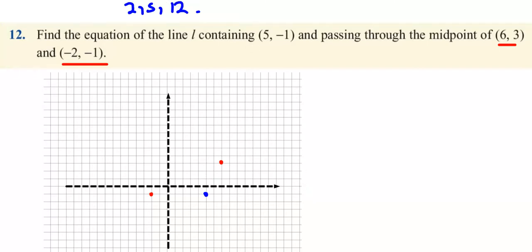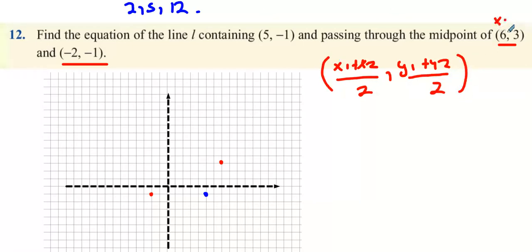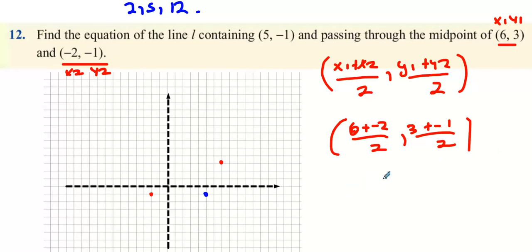And to do this, we can use the midpoint formula, which is x1 plus x2 divided by 2, and then y1 plus y2 divided by 2. And 6, 3 can be my x1, y1, and minus 2, minus 1 can be my x2, y2. So it's going to be 6 plus minus 2 over 2, and the other one is going to be 3 plus minus 1 over 2. That turns into 4 over 2, which is 2. This one turns into 2 over 2, which is 1. So the point 2, 1 should be the midpoint.